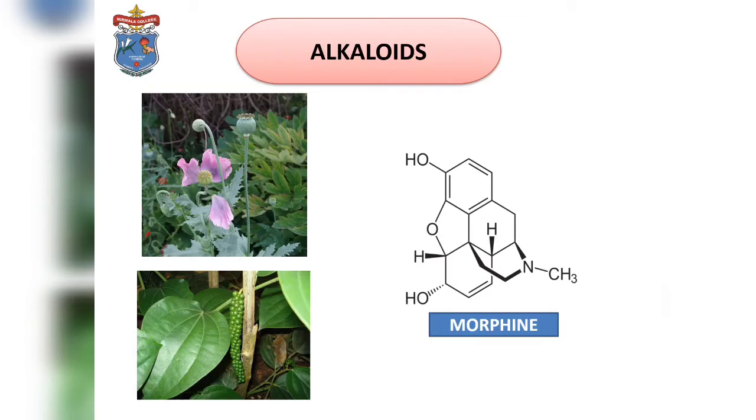Then they have diverse physiological effects such as antibacterial, anti-inflammatory, analgesic, local anesthetic, hypnotic, psychotropic and anti-tumor activity and many others. The first individual alkaloid, morphine, was isolated from the opium poppy plant.